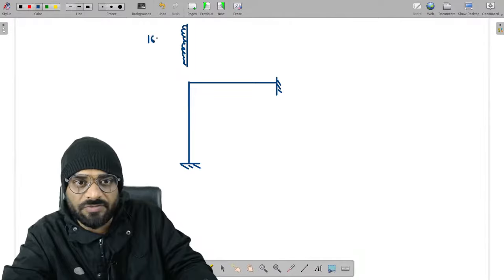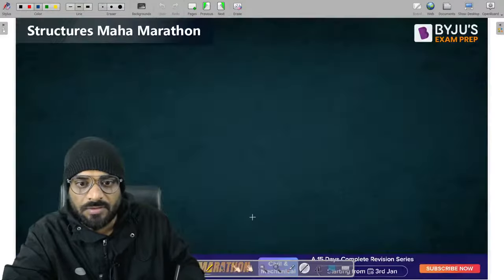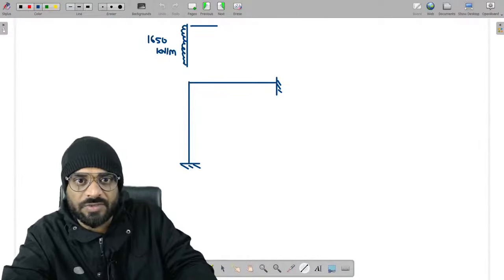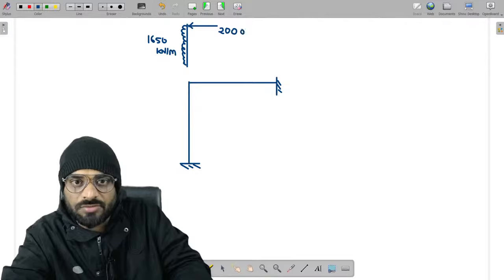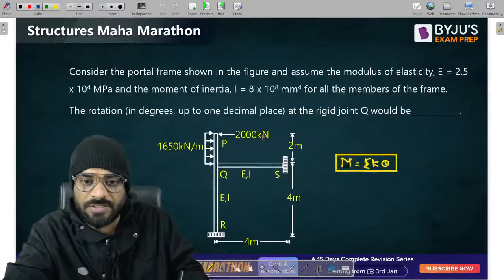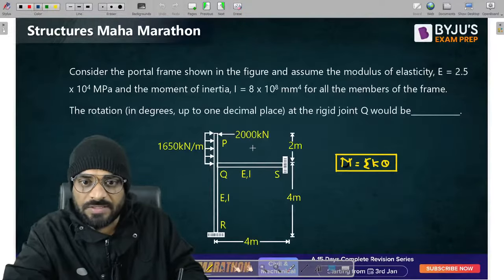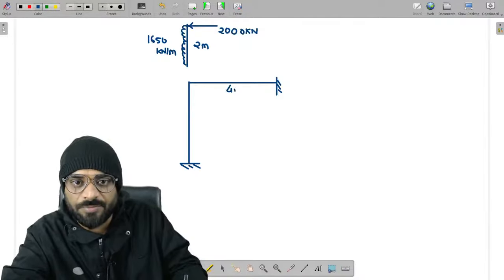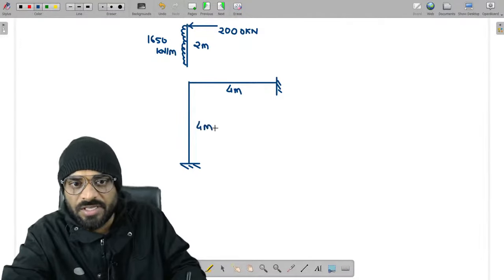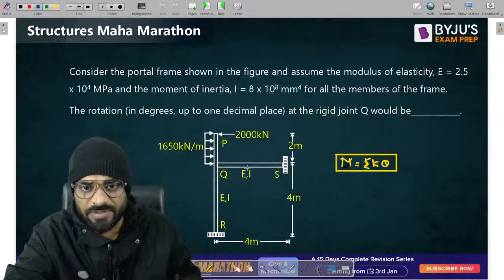It's 1650 kilonewton per meter. And this one is 2000 kilonewton, and the distance which is written over here is 2 meter, and this distance is basically 4 meter. This one is also 4 meter, and EI is constant for all the members, right?